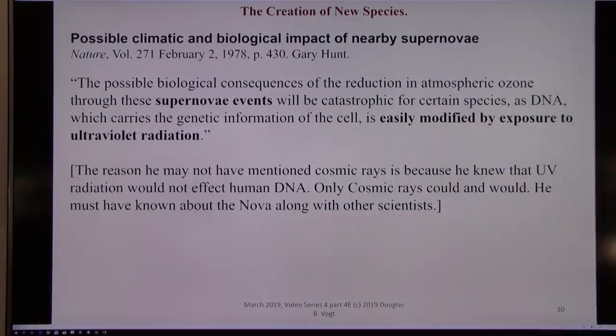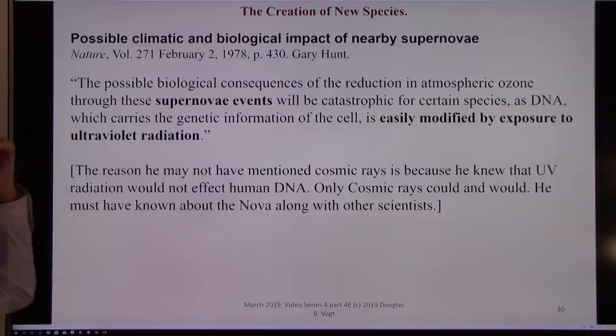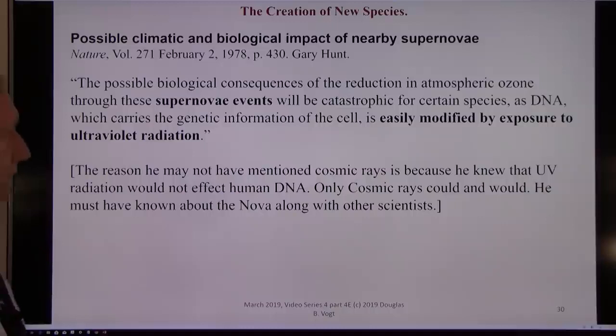Possible climate and biological impact of nearby supernova. Gee. Again, Gary Hunt. Nature, 1978. Everything came back from the sun and the moon. They knew the sun did nova. The possibility of biological consequences of the reduction in atmospheric ozone through these supernova events will be catastrophic for certain species, as DNA, which carries the genetic information of the cell, is especially modified by exposure to ultraviolet radiation.